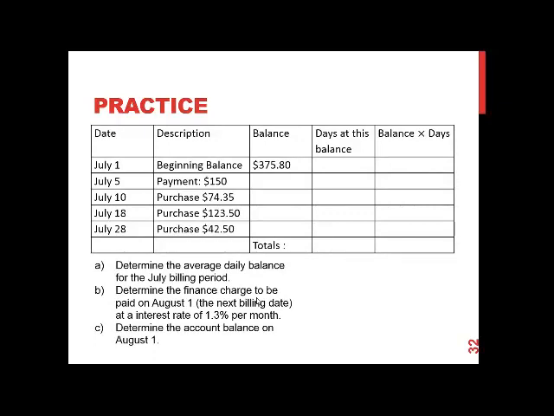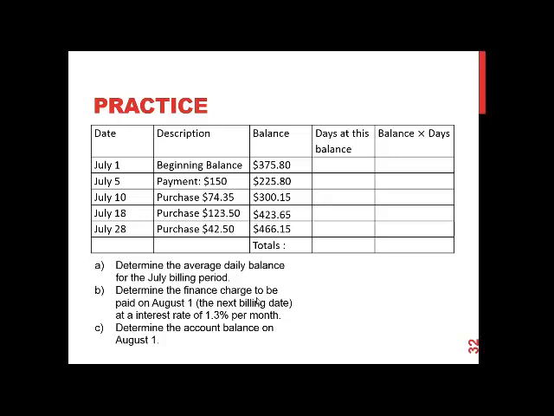We have the following table. On July 1st, she starts off with a balance of $375.80. On July 5th, her payment is posted. A $150 payment takes her balance down to $225.80. On July 10th, she makes a purchase of $74.35, taking her up to $300.15. July 18th, another purchase, taking her up to $423.65. And on July 28th, another purchase, $42.50, taking her up to $466.15.